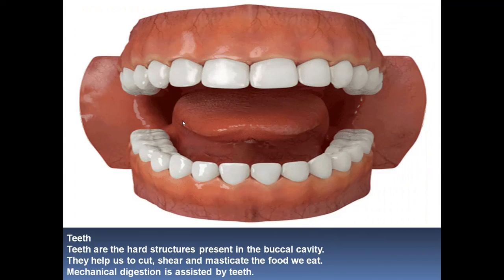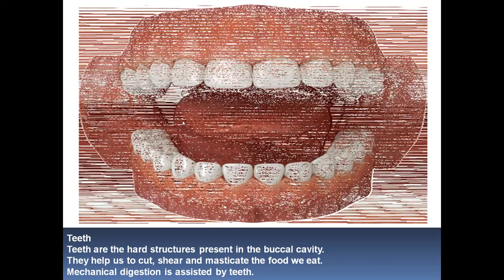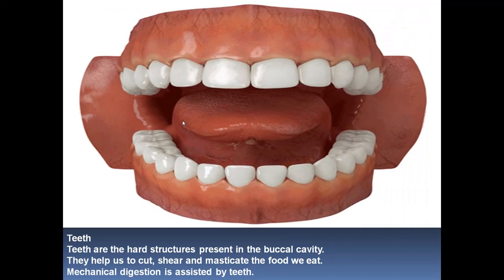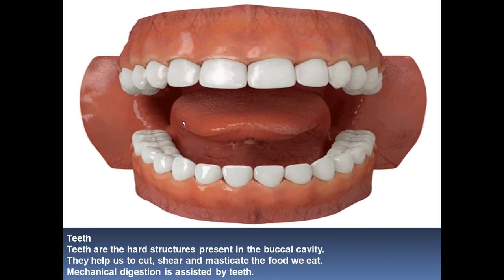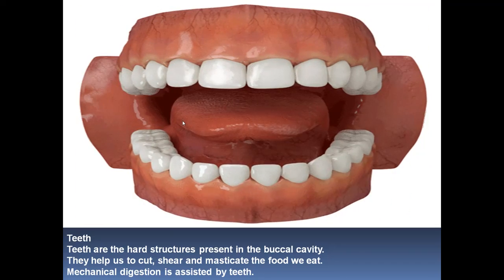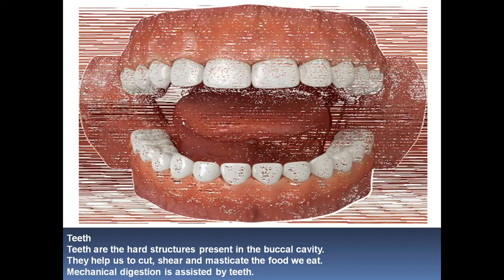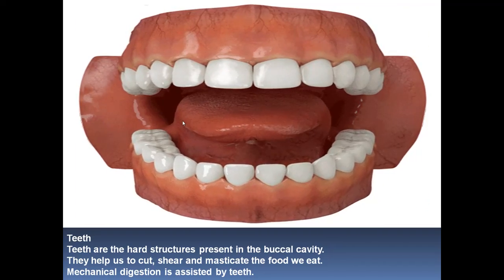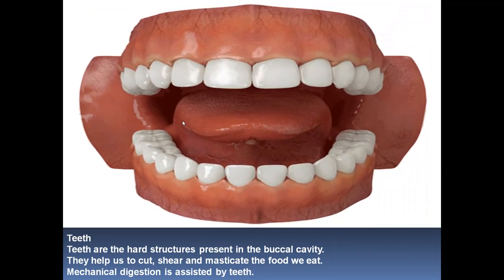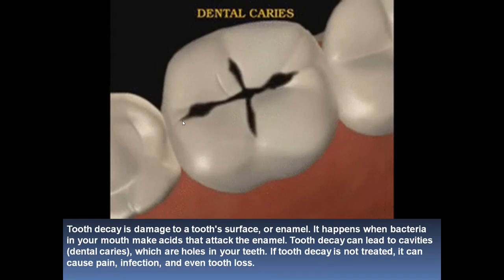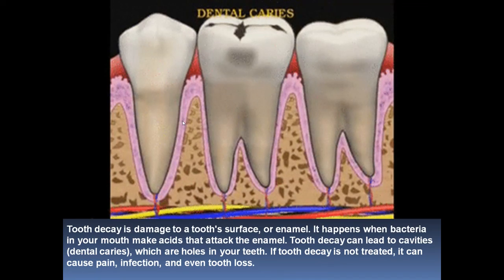Look at this image. Teeth. Teeth are the hard structures present in the buccal cavity. They help us to cut, shear, and masticate the food we eat. Mechanical digestion is assisted by teeth. Observe this given image.